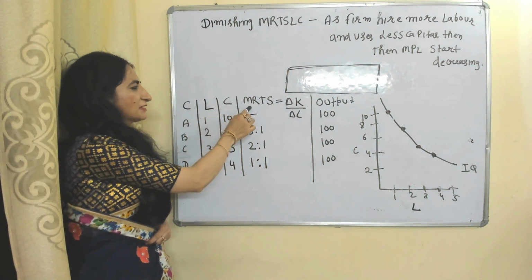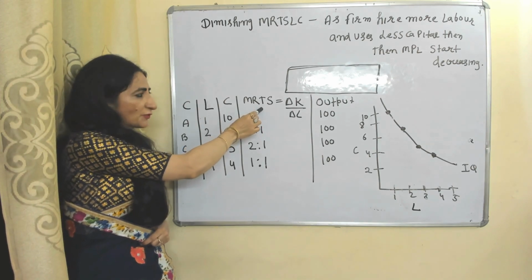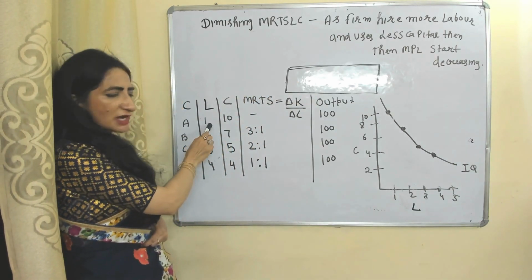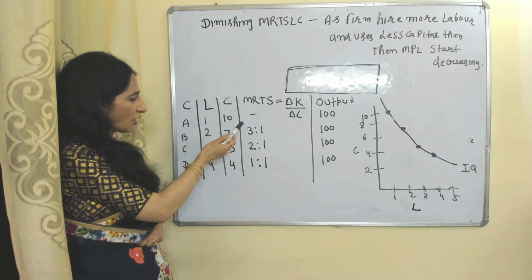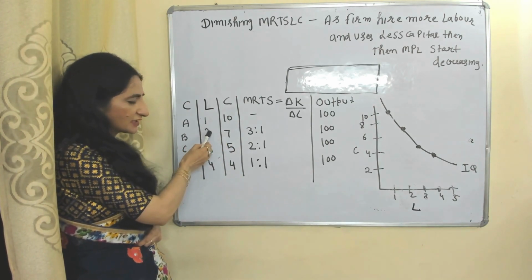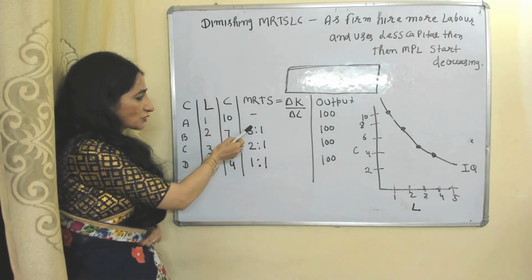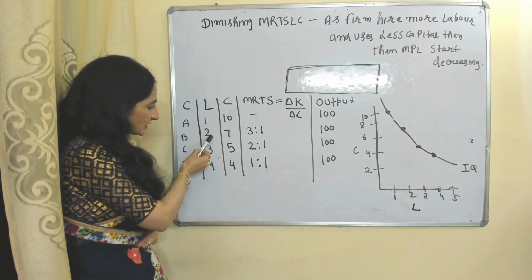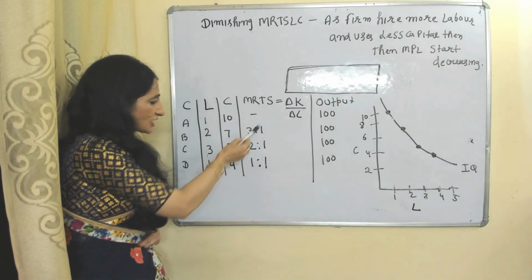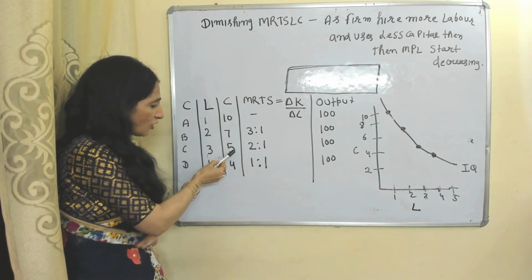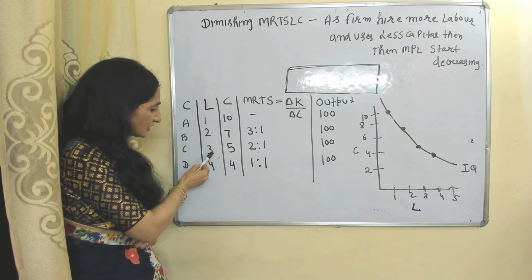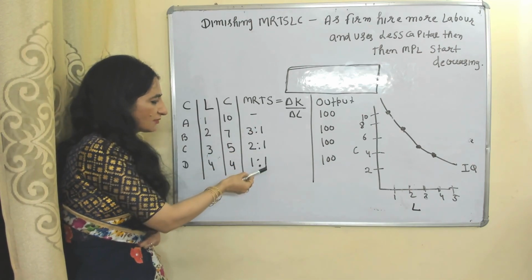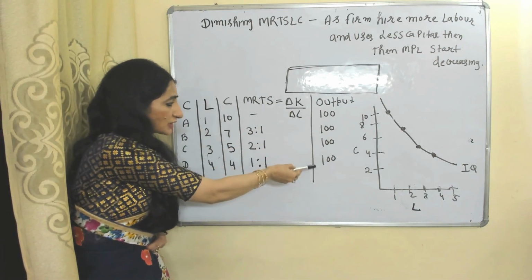Combination, labor, capital, marginal rate of technical substitution of labor for capital equal to delta K over delta L, output. Initially we have 1 labor and 10 capital, but now we reduce 3 capital and increase 1 labor. That's why change in capital is 3, change in labor is 1. Now we reduce 2 capital but increase 1 labor. That's why change in capital is 2, change in labor is 1. Now we reduce 1 capital but increase 1 labor. That's why change in capital is 1 and change in labor is also 1. But our output will remain the same.